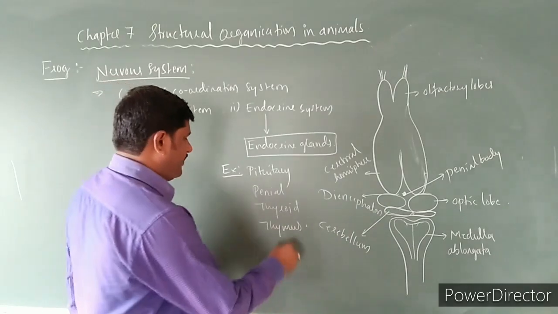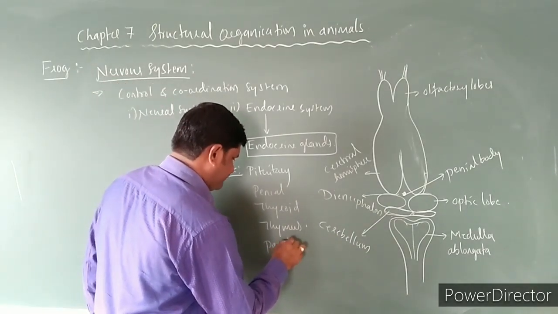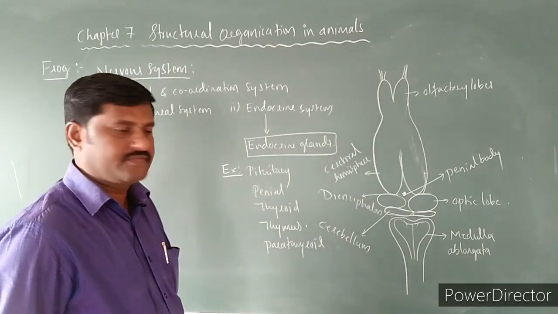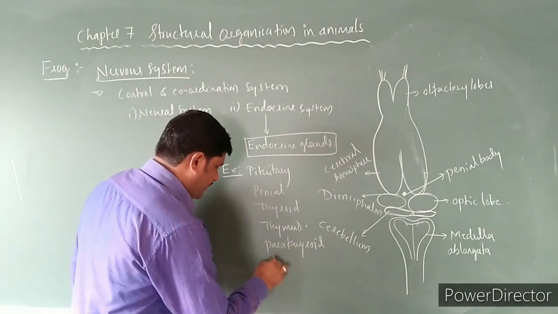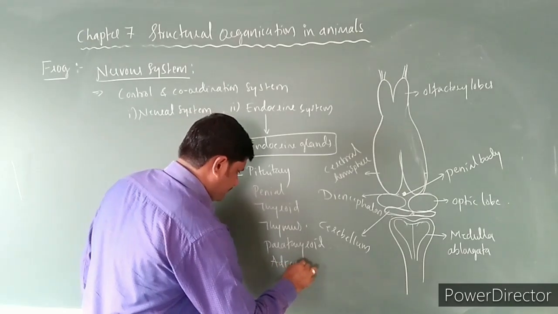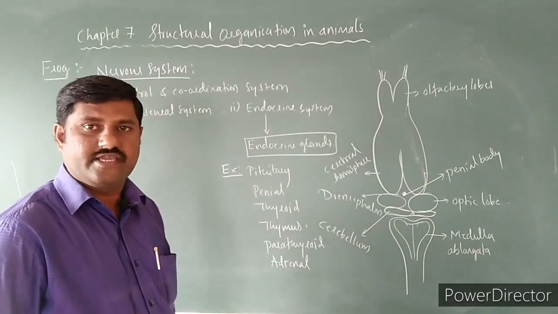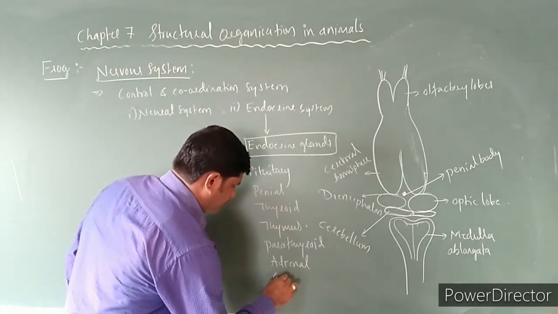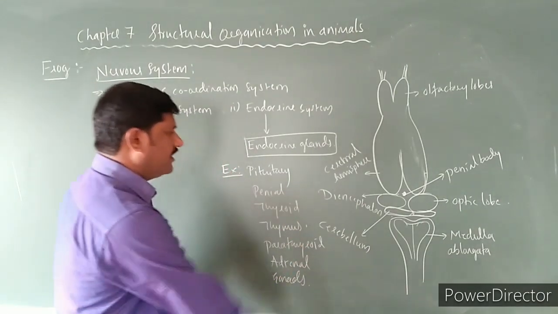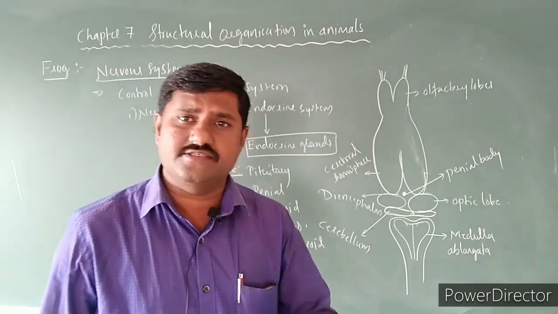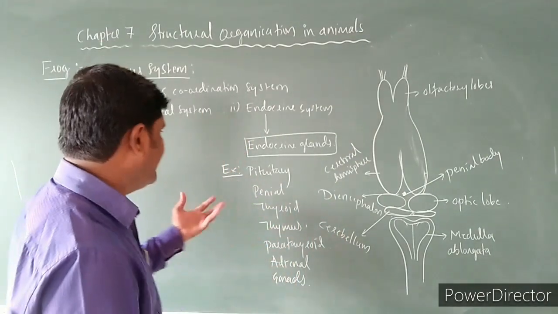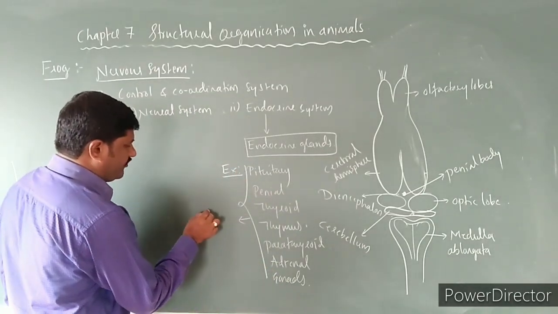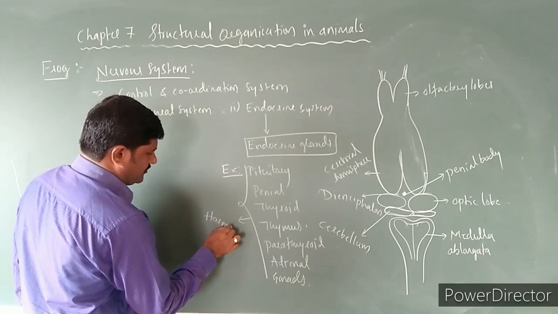Thyroid gland, parathyroid glands are there, right? Along with this, the adrenal glands on the kidney are there, and the gonads. All these are the endocrine glands. They are secreting what? Specialized chemical components. All these secrete chemical components called hormones.